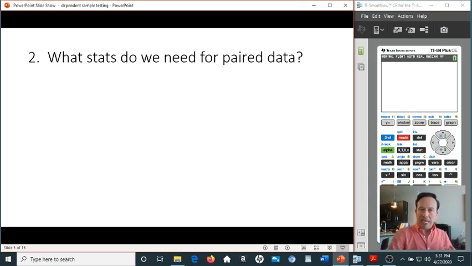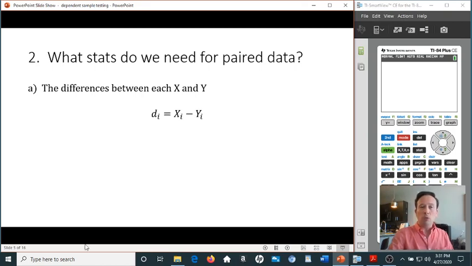Now, what other stats do we need for this? So A, we certainly need the differences between each x and y, which we just stated. So that's d sub i equals x sub i minus y sub i. And each i value corresponds to a data value. So when you have d1, that just means your first set of data values. So your first x value and your first y value get subtracted. That 1 could also correspond to person number 1. And then you're going to have a d2 and an x2 and a y2 for person 2, and so on.